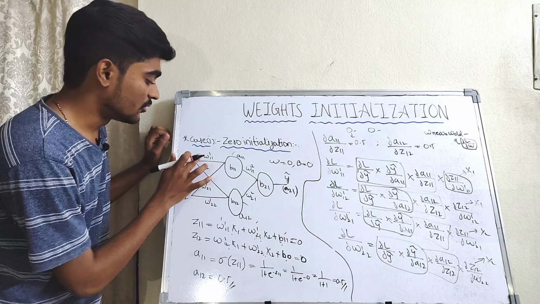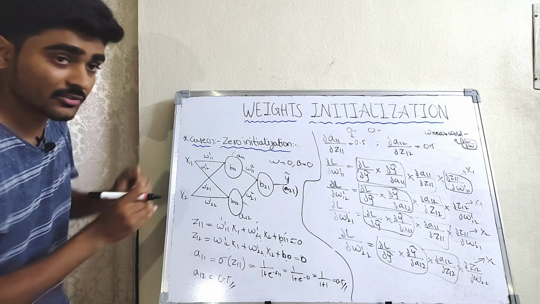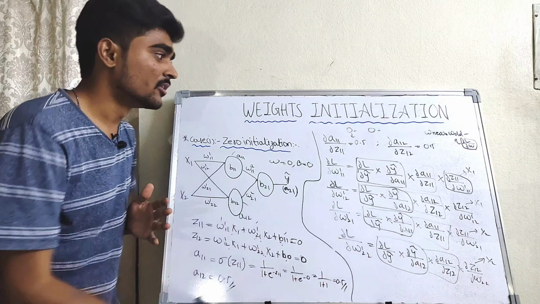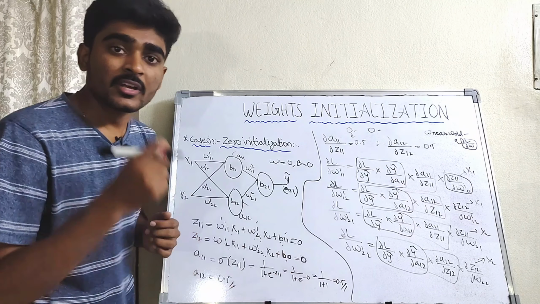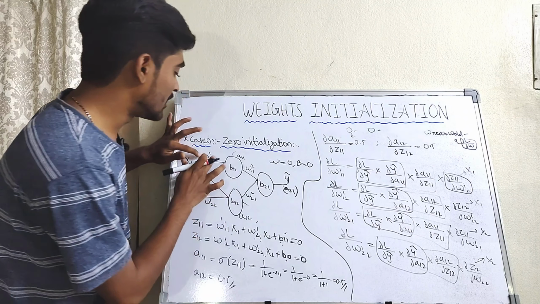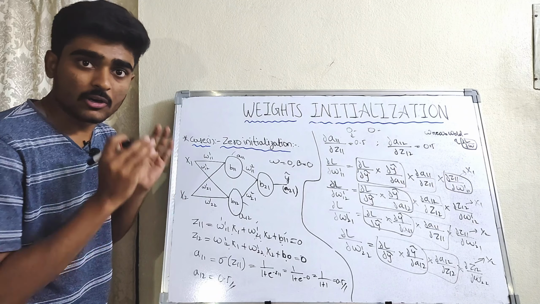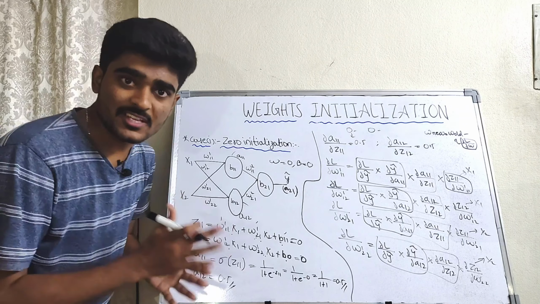Both these sets of weight values are the same for the entire training process. Not just one epoch, even if you train for 100 epochs, w111 and w112 are always equal, and w121 and w122 are always equal.